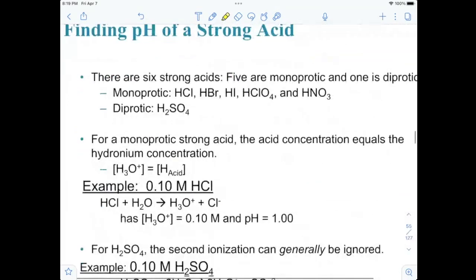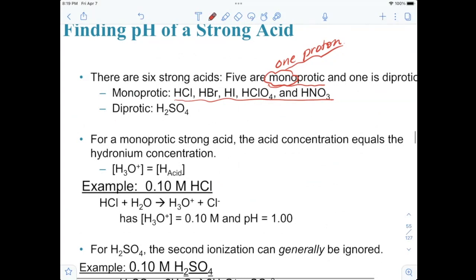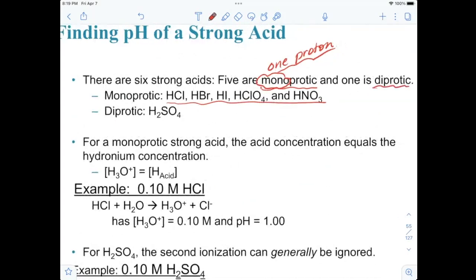So moving on over here, we're seeing a summary of the 6 strong acids mentioned again. We're told that of the 6 strong acids, 5 of them are monoprotic. Monoprotic refers to the number of hydrogen ions that are ionizable in the acids. So mono is saying that in those acids, only one proton can be ionized. Okay? There's only one proton, or only one proton is ionizable.